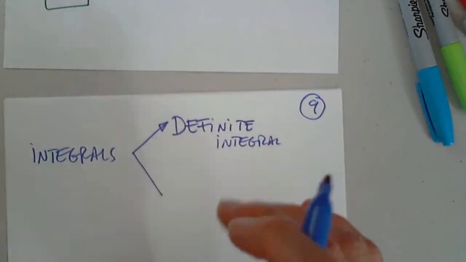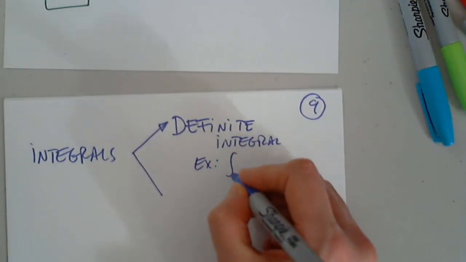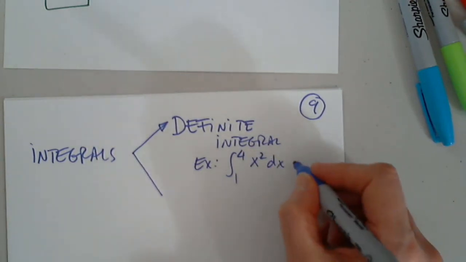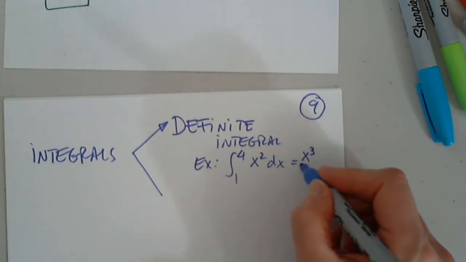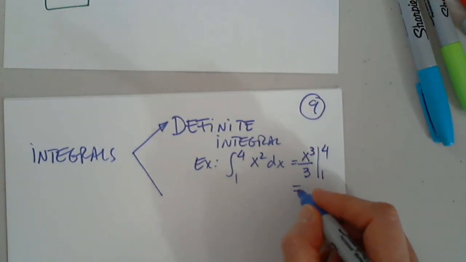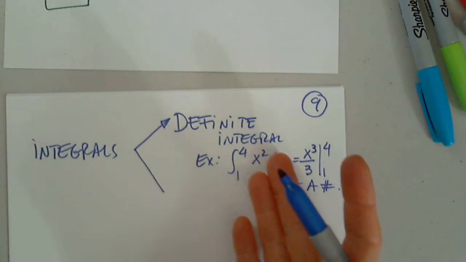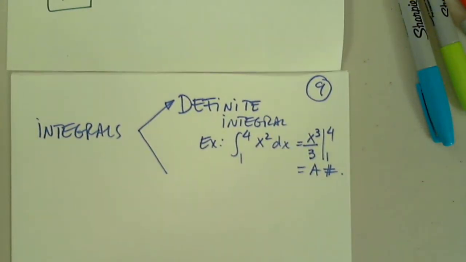So a definite integral, I'm also going to write it here as an example: the integral from 1 to 4 of x squared dx. And this will be a number. So this will be x to the 3rd over 3, evaluated from 1 to 4, and I will get a number. It's also the area under x squared between 1 and 4, and so on and so forth.